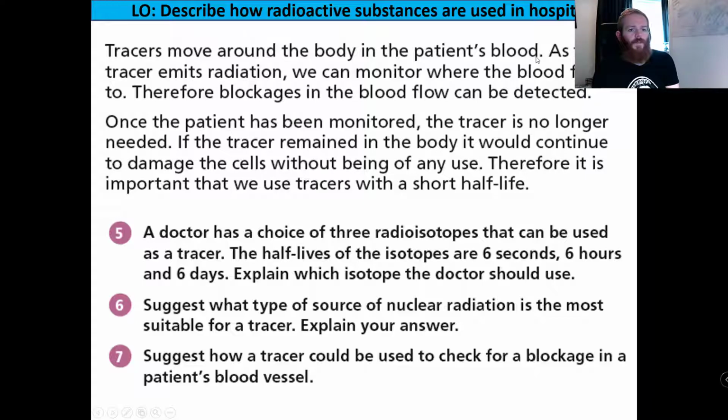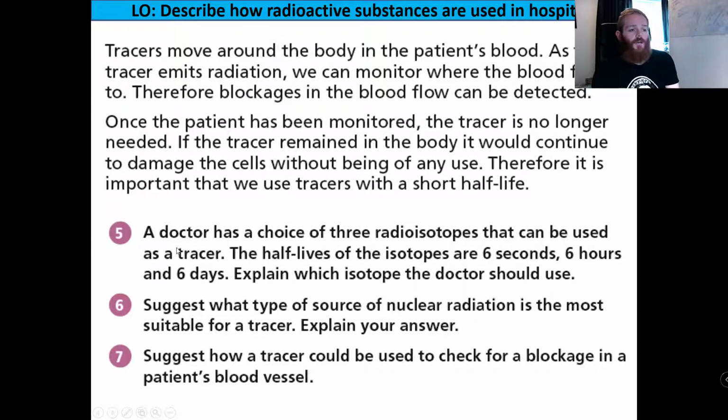Tracers move around the body in the patient's blood. As a tracer emits radiation, we can monitor where the blood flows to. Therefore, blockages in the blood flow can be detected. Once the patient has been monitored, the tracer is no longer needed. If the tracer remained in the body, it will continue to damage cells without being of any use. Therefore, it is important that we use tracers with a short half-life. So pause the video now. Quick go, a minute on each, and then we'll go through.